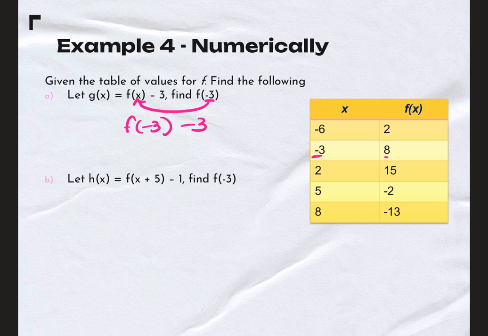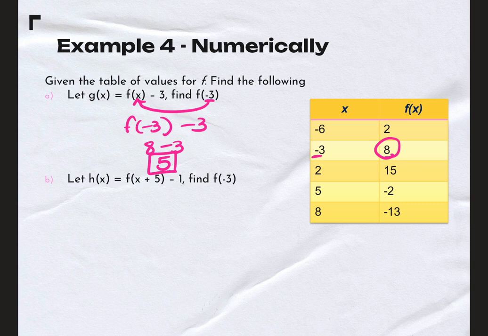The f of x there is 8. So f of negative 3 is 8, and 8 minus 3 is 5. So in that case, I didn't alter my f of x. I found out what the f of x was, and then I subtracted 3 from it.